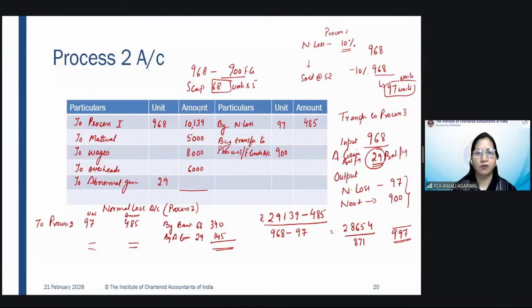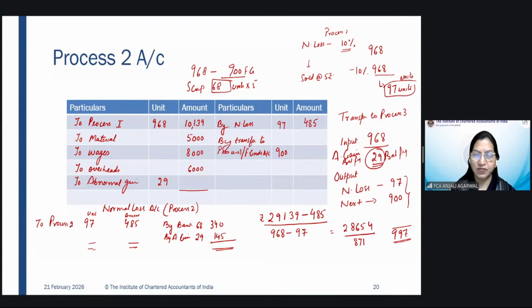485 given, or you calculated? It is given. I said sold at 5 rupee per unit. Scrap gives 5 rupee per unit. This will be given in the question. So 97 into 5 is 485. 29,139 minus 485. Scrap realized from sale of normal loss units.